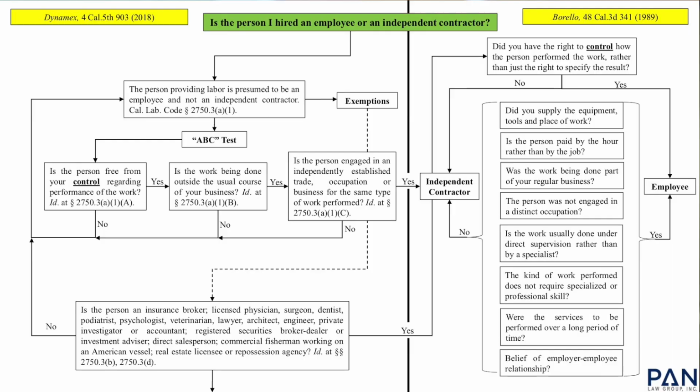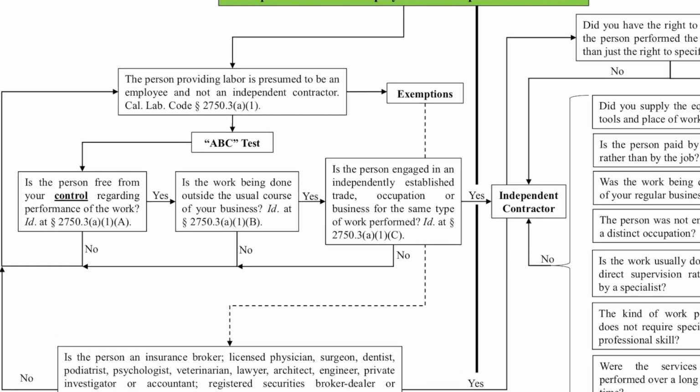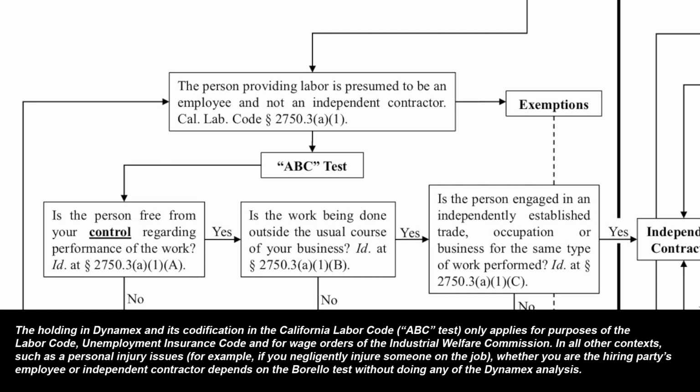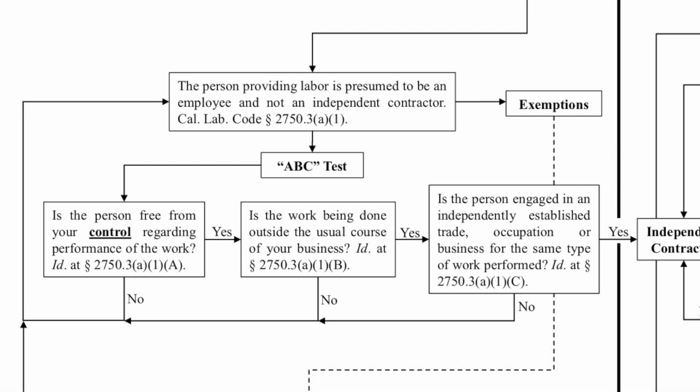So the big change is this ABC test. The person providing labor is presumed to be an employee and not an independent contractor. And then you advance on to the ABC test. A is the person free from control regarding performance of their work. B is the work being done outside the usual course of your business. And C is the person engaged in an independently established trade, occupation, or business for the same type of work performed. I work for a corporation and I already pull a salary and I have multiple customers, so I fall under one of the exemptions.